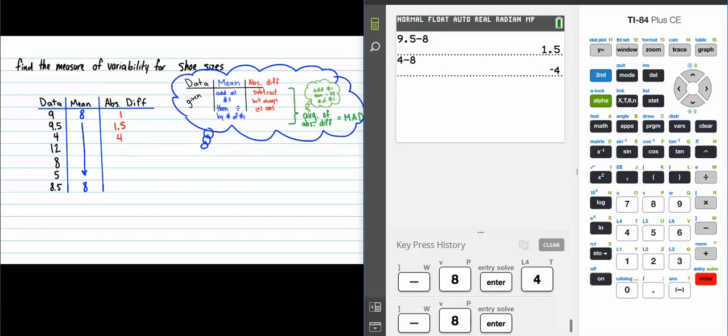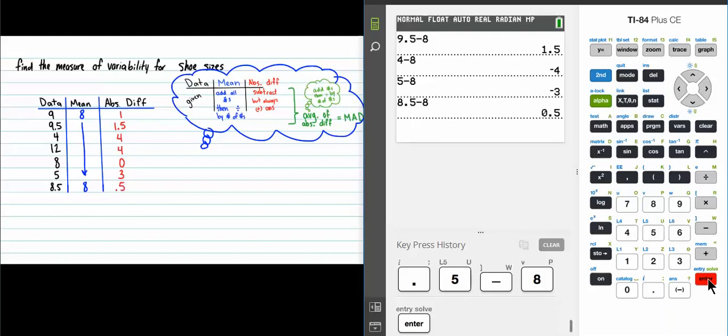So I'll do the same thing for the next. 12 minus 8, it's 4 again. 8 minus 8, that's 0. 5 minus 8, it's negative 3, but I'll write positive 3. So again, even though it says negative, you'll write it as a positive. And then last one, 8.5 minus 8. And I get 0.5.